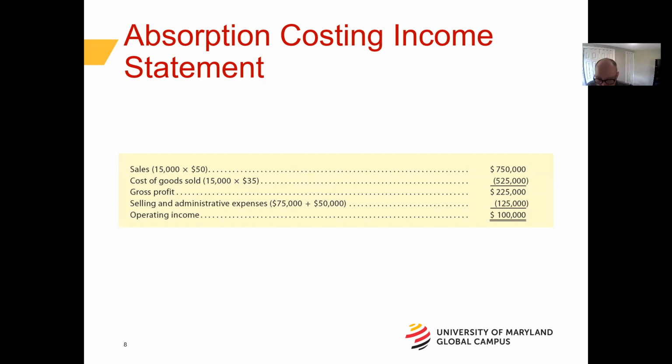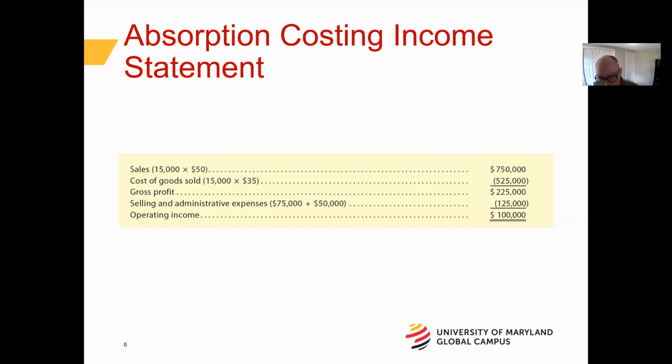The total cost of manufacturing, which includes fixed and variable components, was $35 per unit. We sold 15,000 units. That gets us to $525,000 of cost of goods sold. So sales minus cost of goods sold equals gross profit of $225,000.